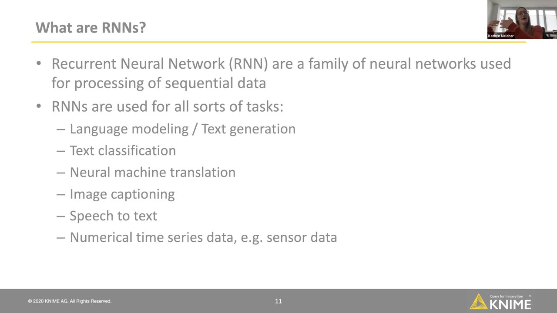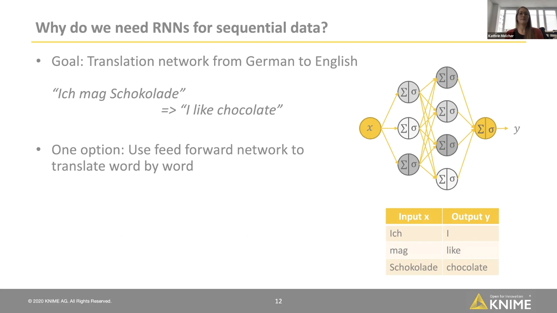Other examples are image captioning or speech to text, but they don't always have to be text. As I said, it could also be numerical data, like, for example, time series data, where we have sensor data. But why do we actually need recurrent neural networks if we have sequential data? Let's say we want to train a network to translate sentences from German to English. And we have in our training set the sentence, ich mag Schokolade, which means I like chocolate.